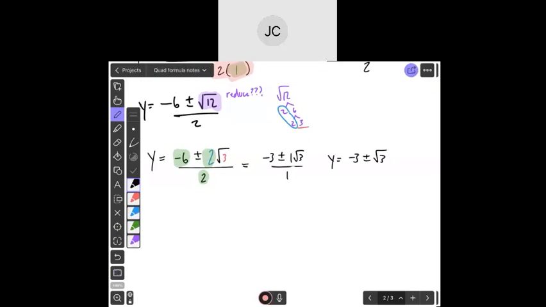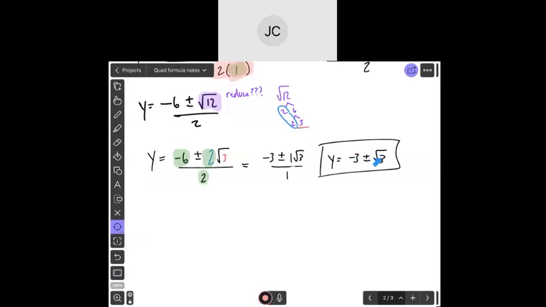So there are 2 answers, right? What that stands for is negative 3 plus the square root of 3 and negative 3 minus the square root of 3. So how to read that is like a value later: negative 3 plus radical 3, negative 3 minus radical 3.